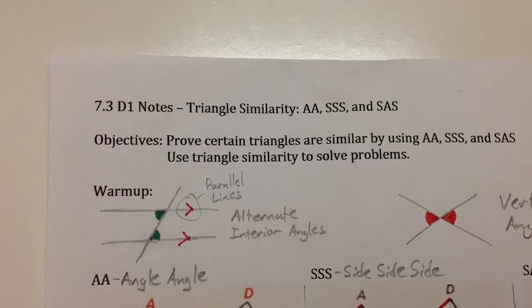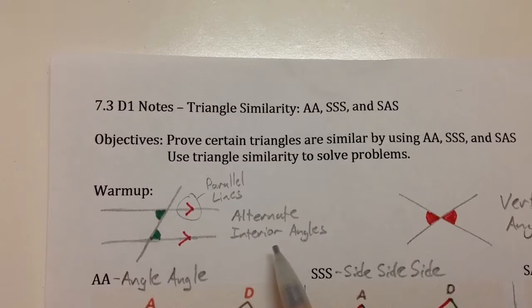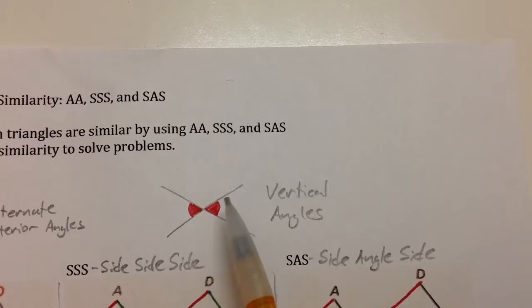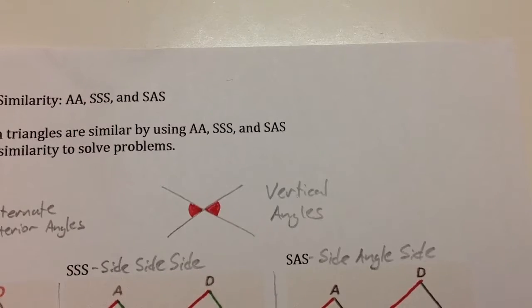So in the warm-up I had intended on covering some fairly important properties, just a couple of them that come up pretty often in this section. One of them would be if we've got two parallel lines in the diagram, then this angle here and this angle here that are highlighted in green are congruent, and they are alternate interior angles. We also have our old friend vertical angles. If the diagram makes an X, the two red angles here and here are congruent as well because they are vertical angles.